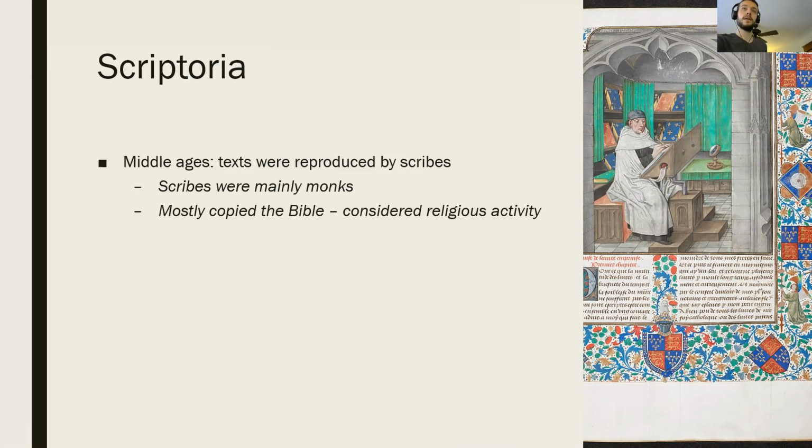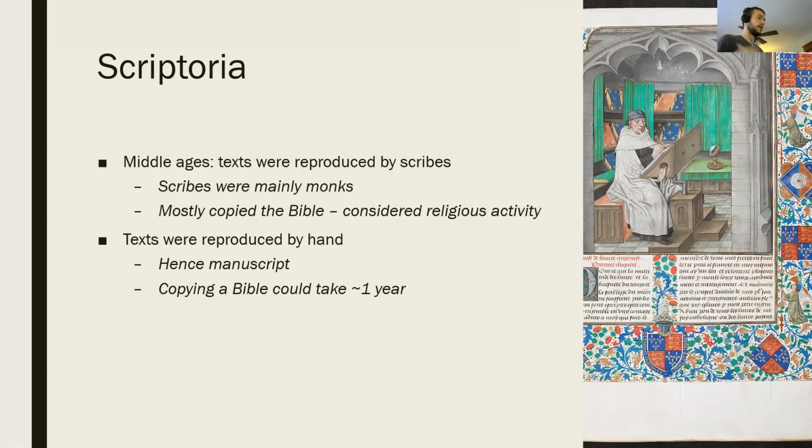And these texts, as you can kind of tell, were made entirely by hand, and it was a very time-consuming process. And for this reason, we get the word manuscript from the Latin root meaning to write by hand. That's what these early documents were coming from. And to show how expensive it was to make a kind of document like this, it was expected to take about a year to actually produce a copy of the Bible. So it was a fairly expensive process.